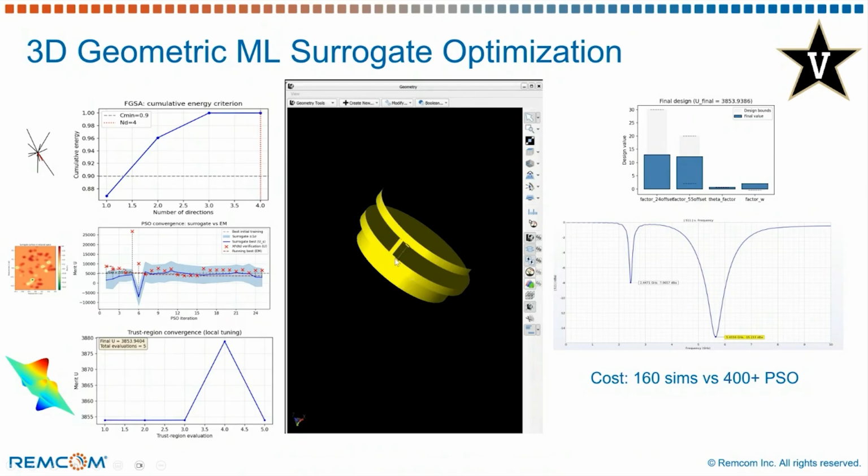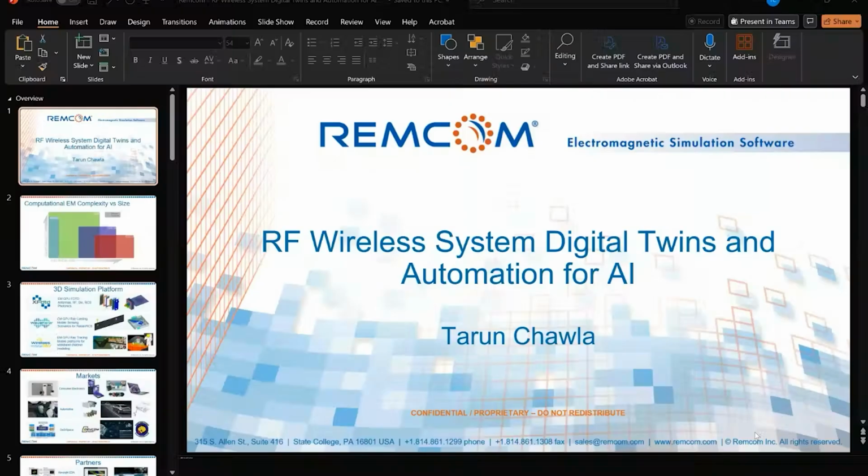This is an earbud present with the human body, which is not being displayed here, a feed, and looking at the cost that it takes to do this with surrogate modeling, machine learning: 160 simulations to come to an optimized dual band antenna, versus traditional particle swarm requiring about 400 simulations. So significant savings of runtime and computer resources. This work is being led by our friends at Vanderbilt.